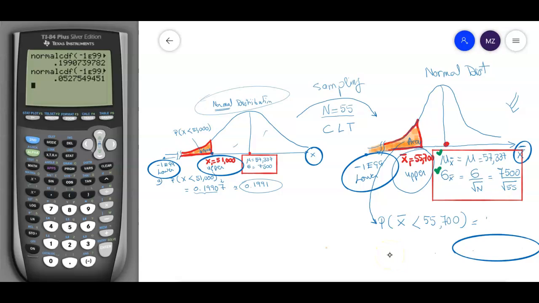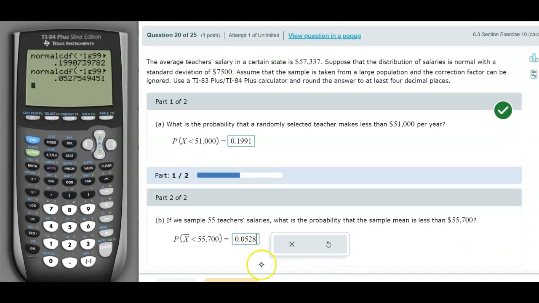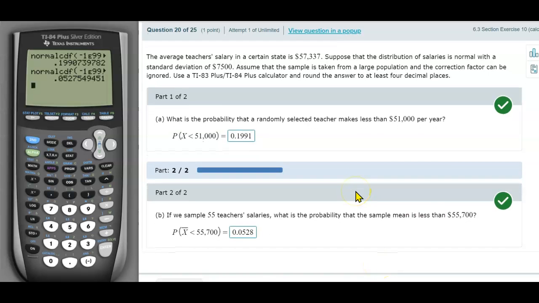This one is supposed to be 0.05275. So I need to round this one, so it can be 0.0528. That's what I'm going to put in my answer. And let's check it. Nice, we're done then with 20.